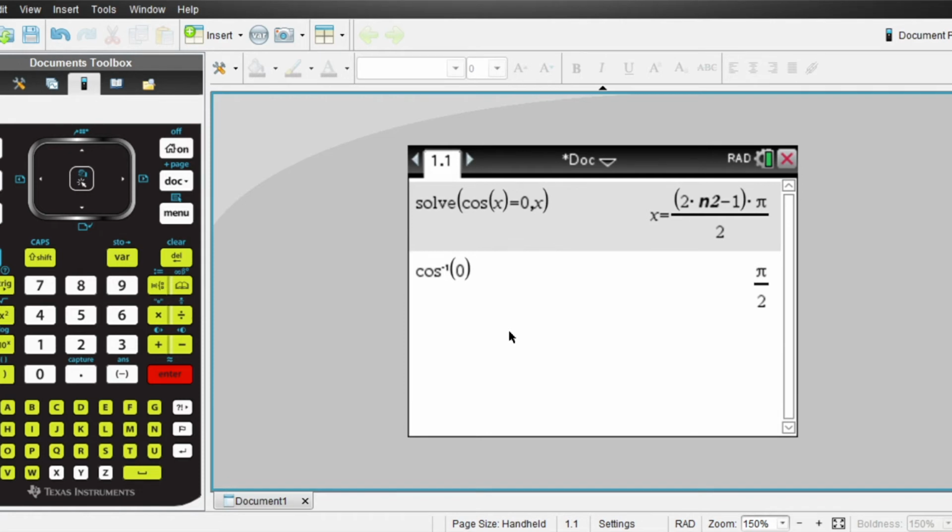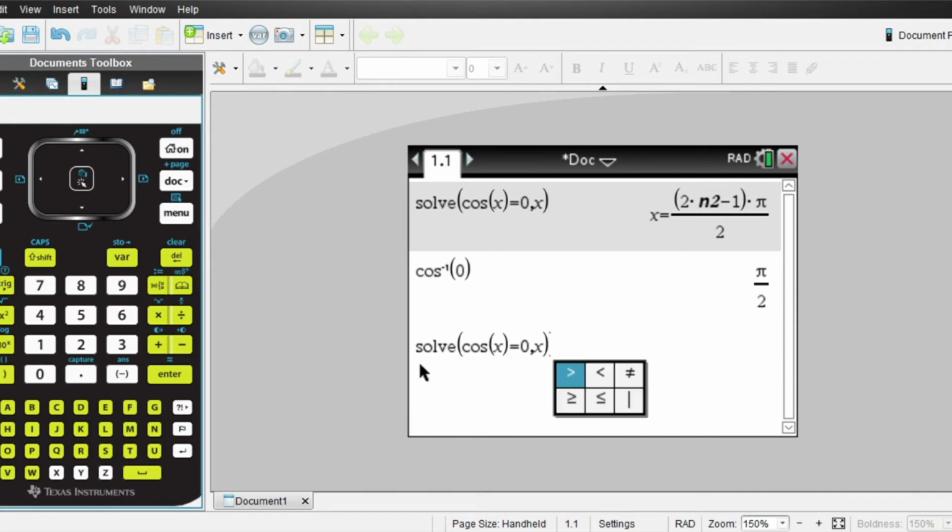So let's go back to solve. So what I'd do here is type in what we have at the very first command up there. So cos of x equals 0, comma x. So you do that as normal, but what you're going to do now is actually go control and then press that equal sign and it'll pull up these 6 options.